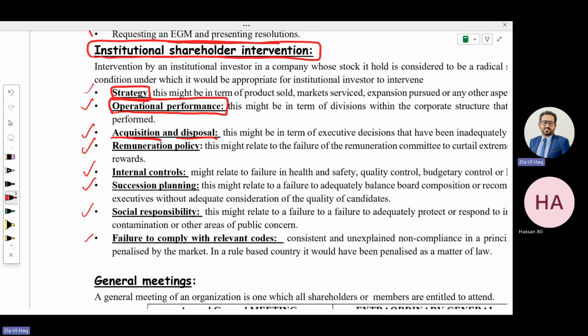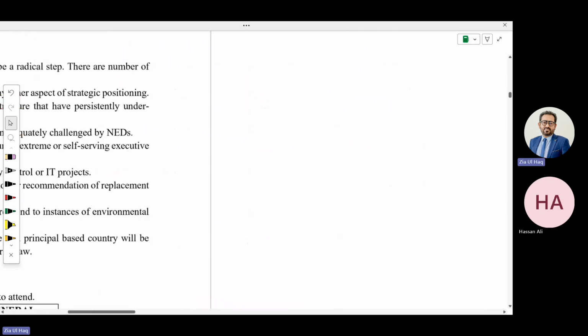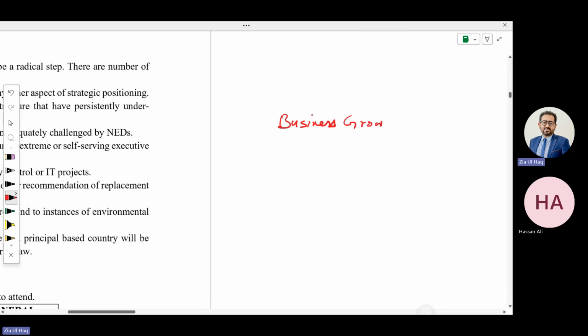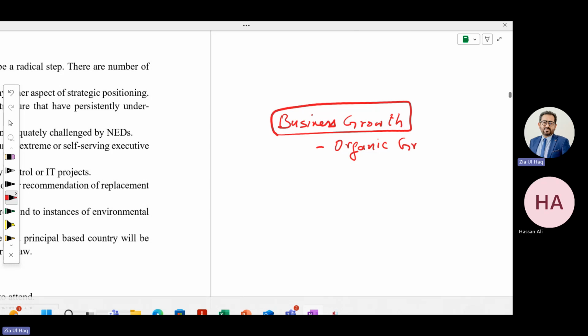What is acquisition? Business growth, meaning expanding the business. There are two ways of business growth. One is organic growth and the other is acquisition growth.